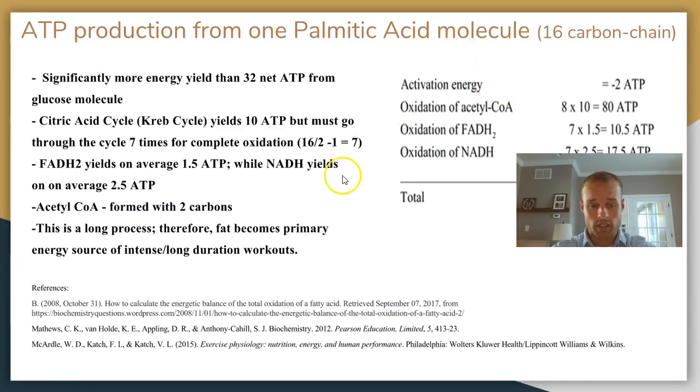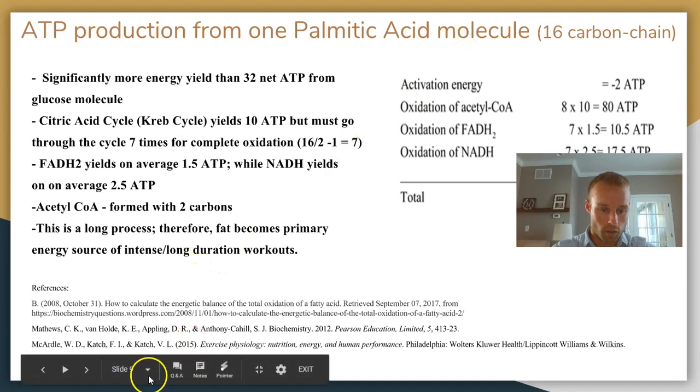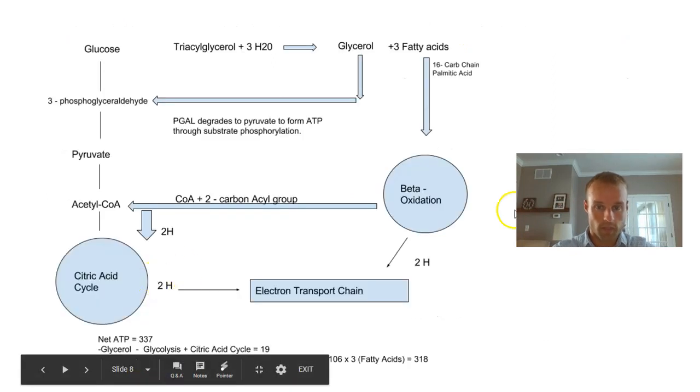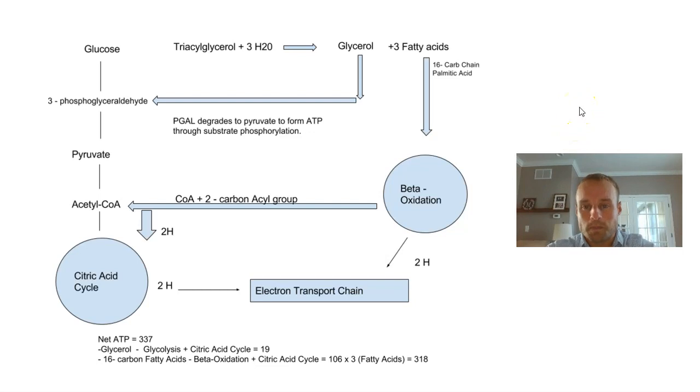So if you divide, I apologize, let me go back 1 slide. If you divide the 16 by 2, you're going to have 8 separate chains. And what happens is it's going to have to go into the beta oxidation cycle to break down each chain into each acetyl-CoA. So what we're going to have is 8 separate groups.